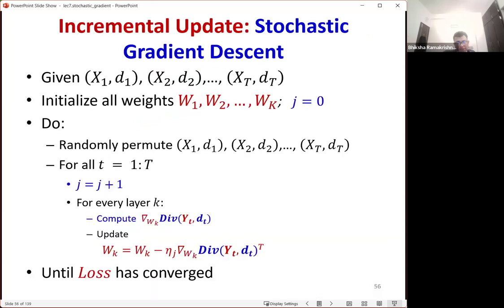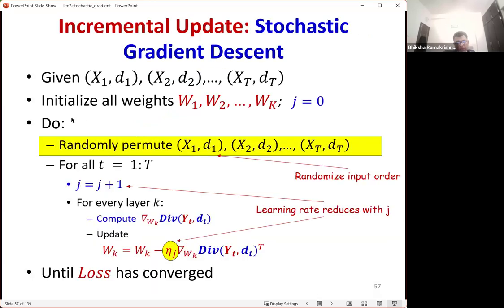If I go back to my pseudocode, I have two things. Again, I still have to randomly permute my training data in each epoch, but then this learning rate is going to keep decreasing with each update. After each update, the learning rate must change and it must become smaller. Now, how much must it become smaller? Is there any constraint on how fast the learning rate must reduce? So let's look at that, right?